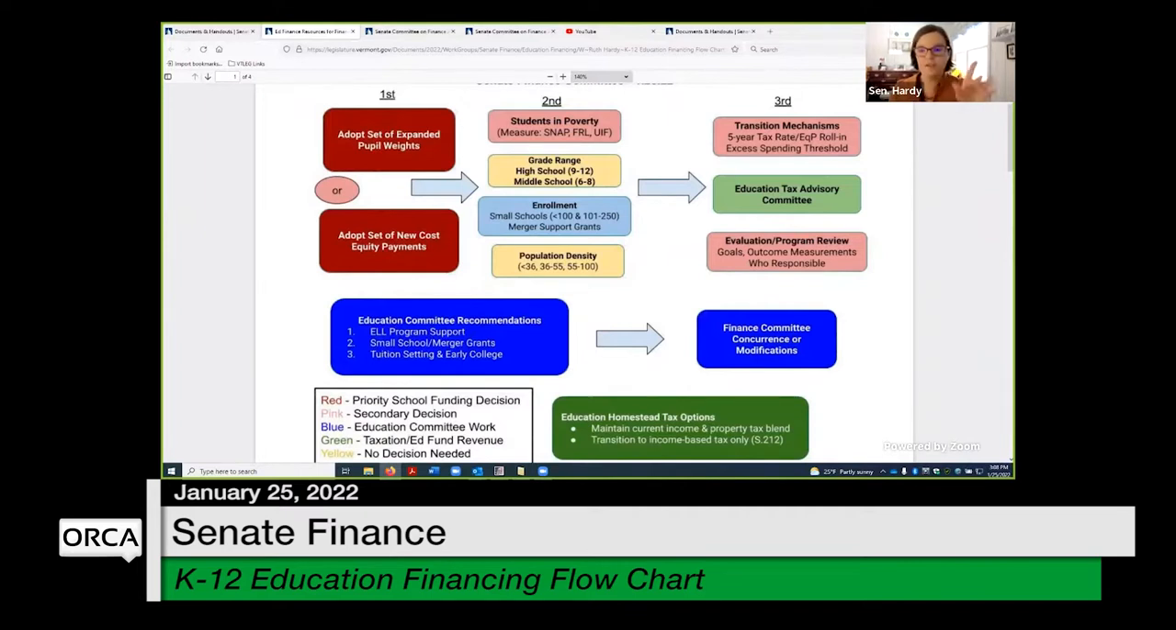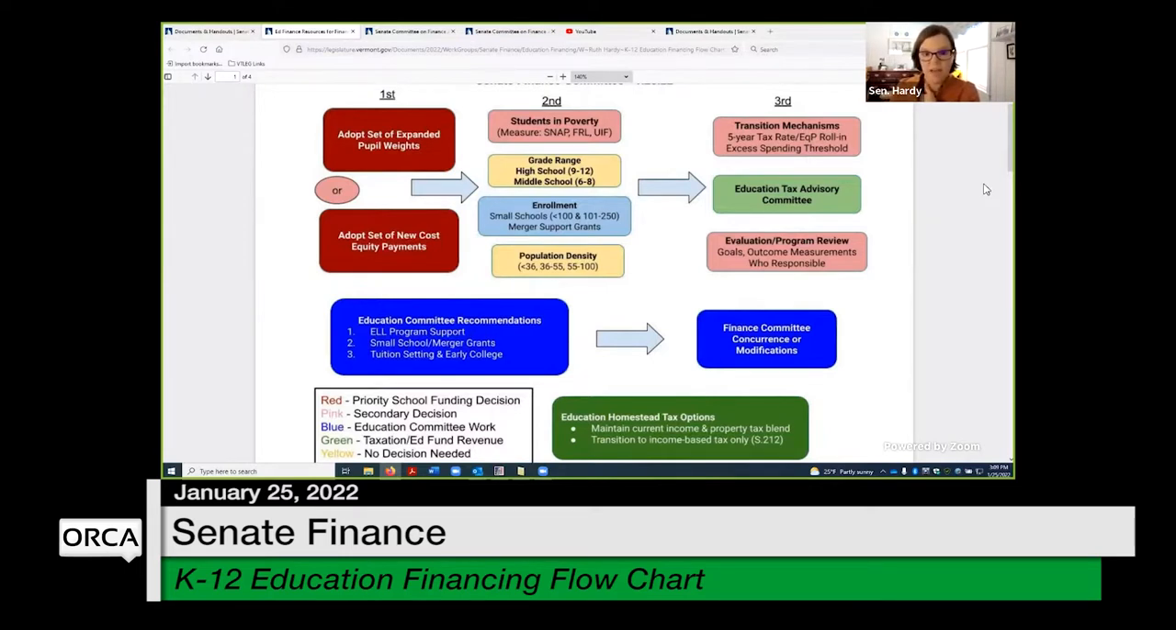Faith, it might be, so just one second, actually, those are the four categories for which we would either have weights or cost equity payments. And we could adopt some kind of combination of weights for some of them or cost equity payments for another, but the cleanest is one or the other, just in thinking about it right now. And so we do that second, and then the third group of decisions we would make is the transition mechanisms. How do we roll in whatever changes we decide to make over a 5-year period or whatever year period, and how do we sort of implement it?